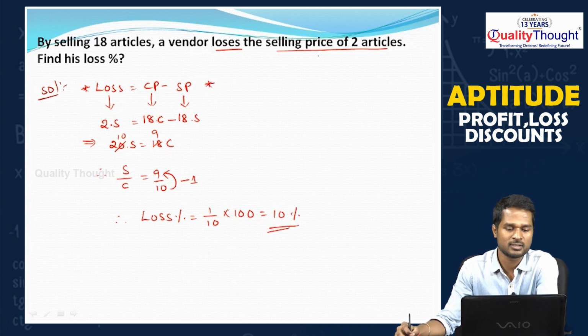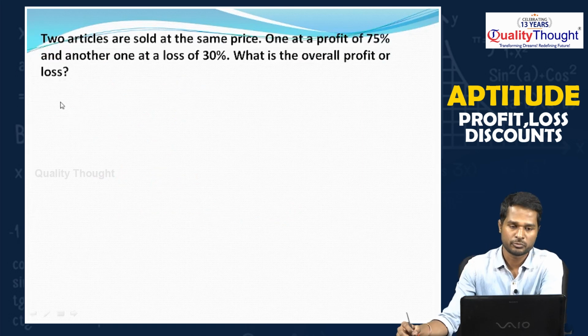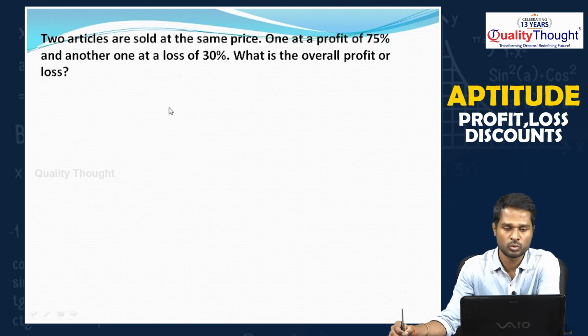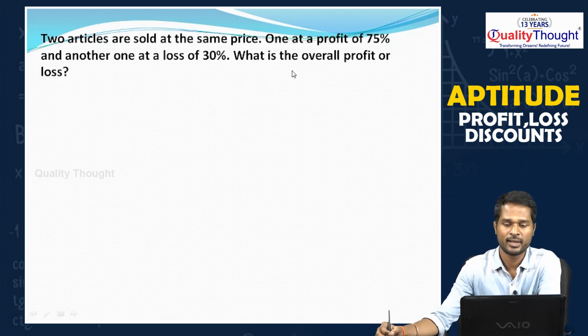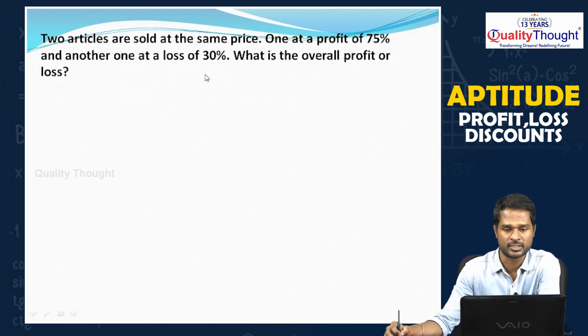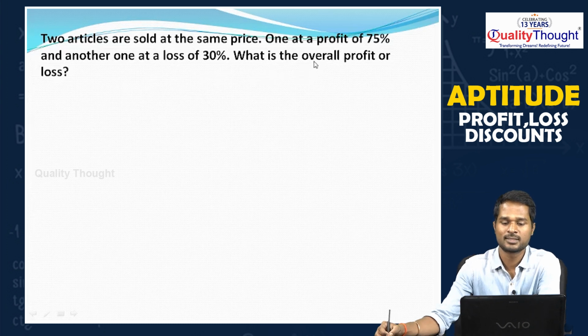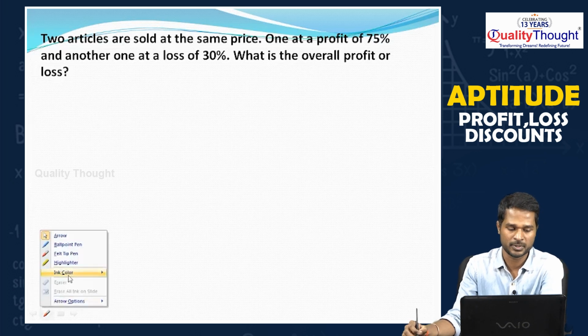So, to calculate this, write the loss formula and take the values from the question, and this is how we will calculate it. Let us see one more question. Two articles are sold at the same price, one at a profit of 75 percentage and another at a loss of 30 percentage. What is the overall profit or loss? We need to calculate this question in percentage.